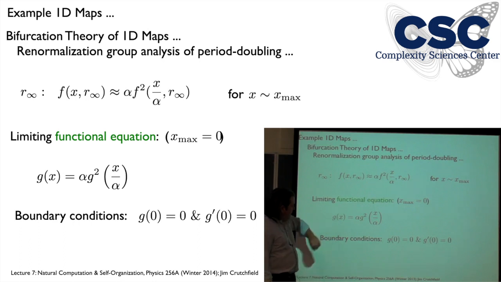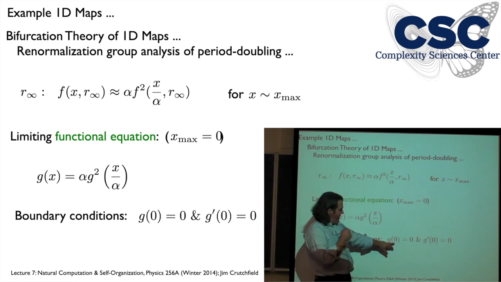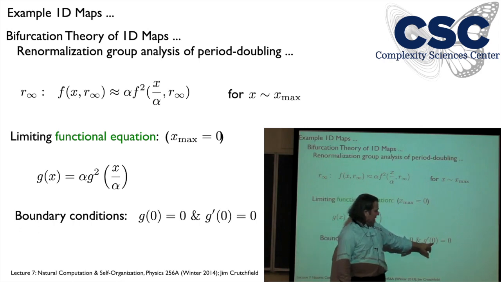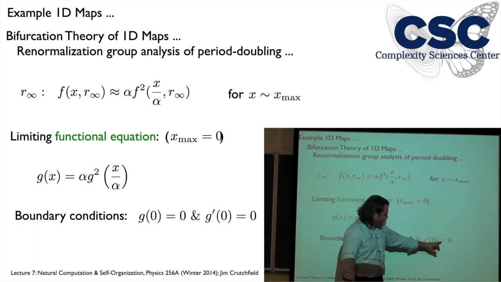So this is a functional equation, and you have to put some boundary conditions on it. We actually shift the origin from x equal half to 0. It's just easier for the calculations you have to do. And then, of course, this function at this new shifted maximum value has zero slope.